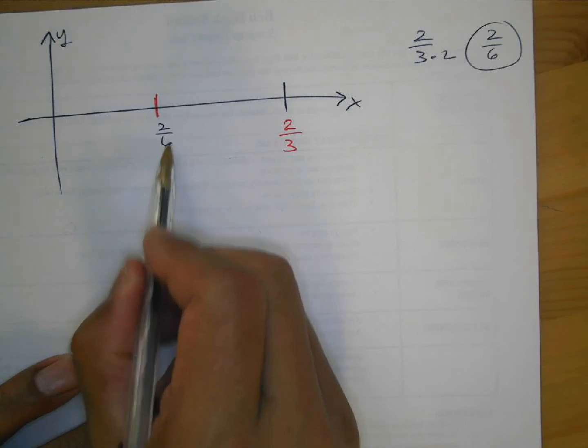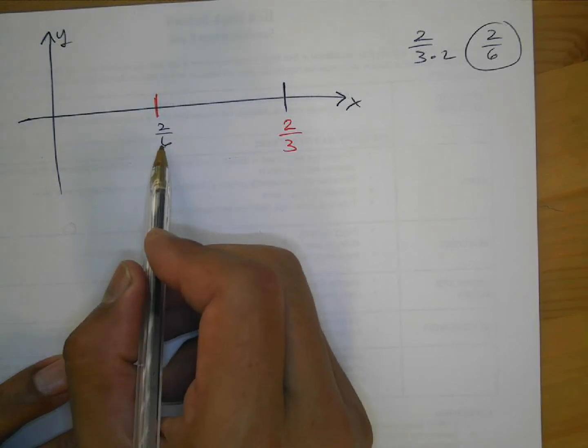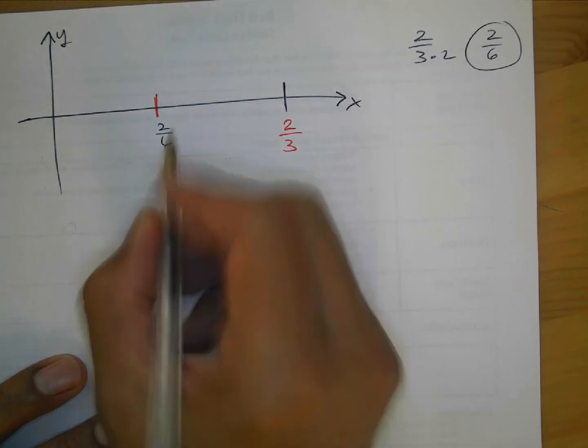But before you go half again, look at this. You can reduce 2 over 6. So really, 2 over 6 is what?